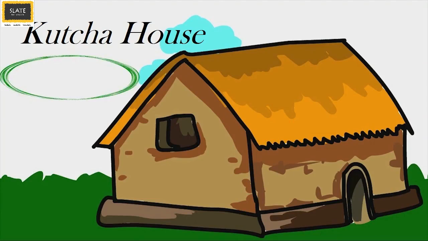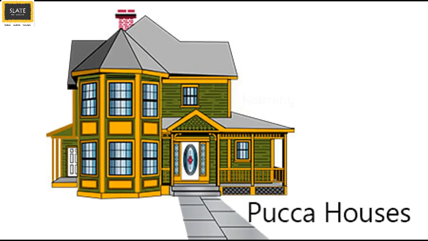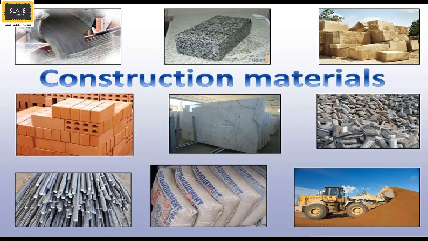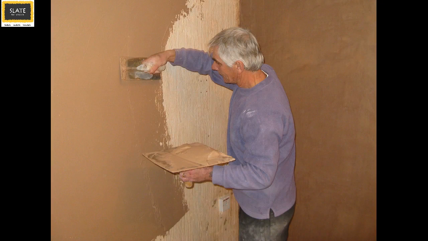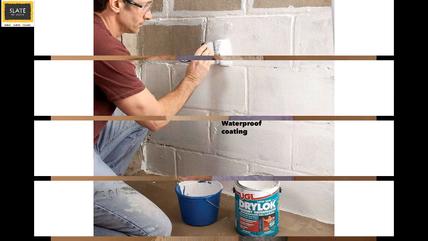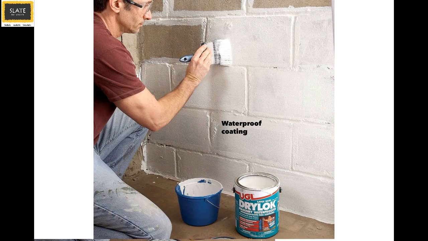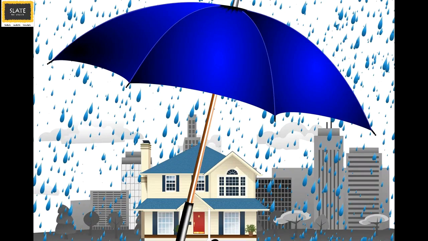Kacha houses are made of weak materials like mud, straw, bamboo and usually have a thatched roof. Unlike these, pakka houses are strong. They use strong materials like bricks, cement, steel and iron. The walls, ceilings and other structures are plastered to make it strong. Furthermore, to make it more durable and withstand weathering, the walls are coated with waterproof paint. These paints do not get washed off after rainfall.